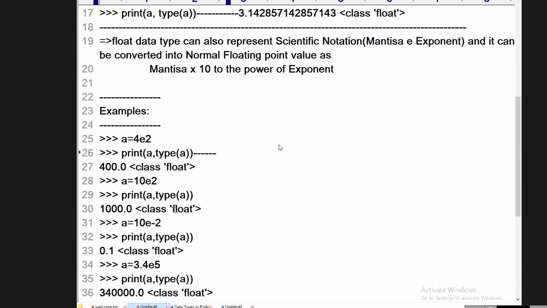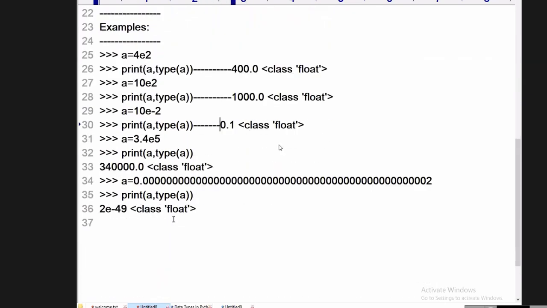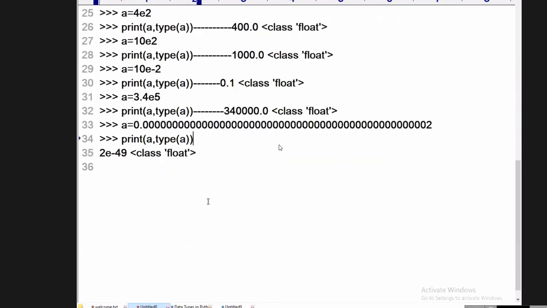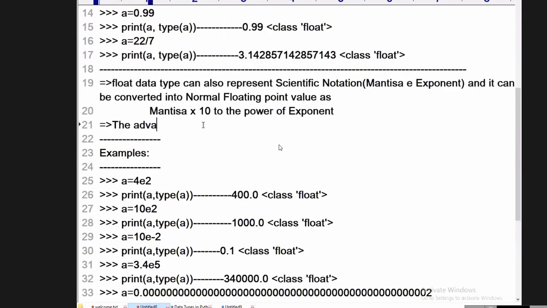The advantage of scientific notation is that it saves the memory space. Instead of displaying such a bigger number, I go for a smaller number. See, such a bigger number I represented, and the Python environment is showing such a small number. Now I'm writing the advantage of scientific notation: it saves the memory space, rather than writing a long 0.00000 and so on like this.